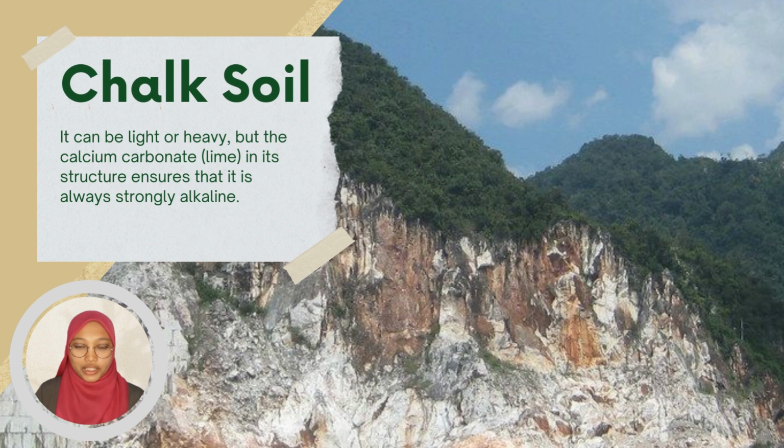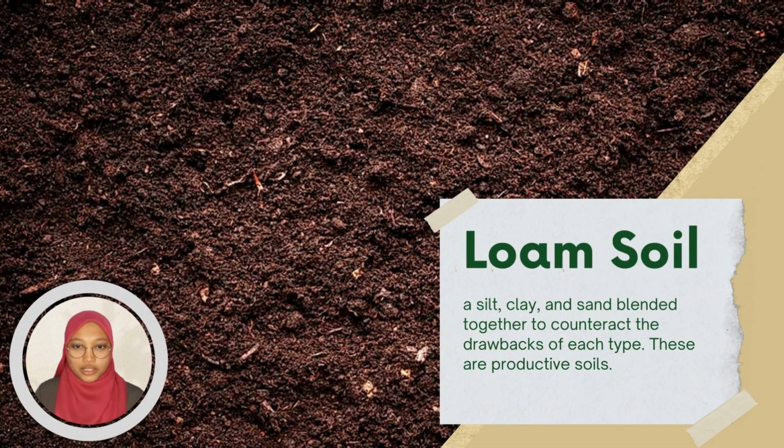Chalk soil can be either light or heavy, but always highly alkaline due to the calcium carbonate within its structure. As these soils are alkaline, they will not support the growth of ericaceous plants that require acidic soils to grow. Loam soil is a mixture of sand, silt, and clay that are combined to avoid the negative effect of each type. These soils are fertile, easy to work with, and provide good drainage. Depending on their predominant composition, they can be either sandy or clay loam.